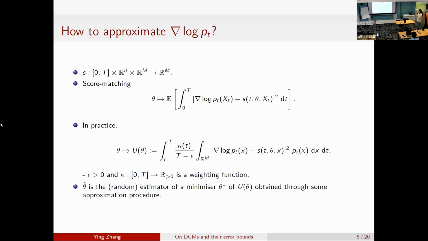So here, what we want to do is that we really want to find an estimator theta hat, which is an estimator of the true minimizer of the objective function u, which can be obtained through some approximation procedure. For example, through some optimization algorithms.